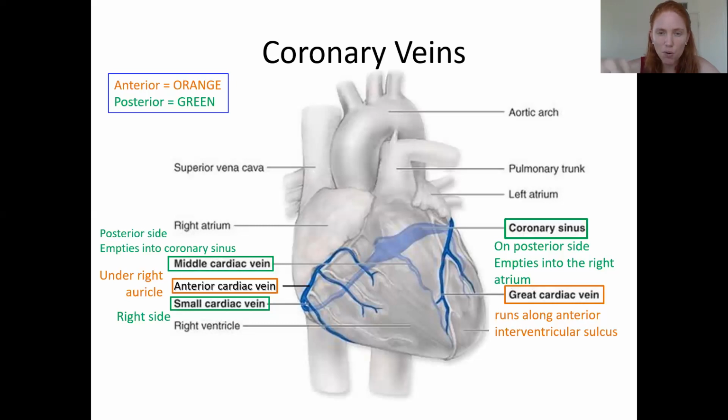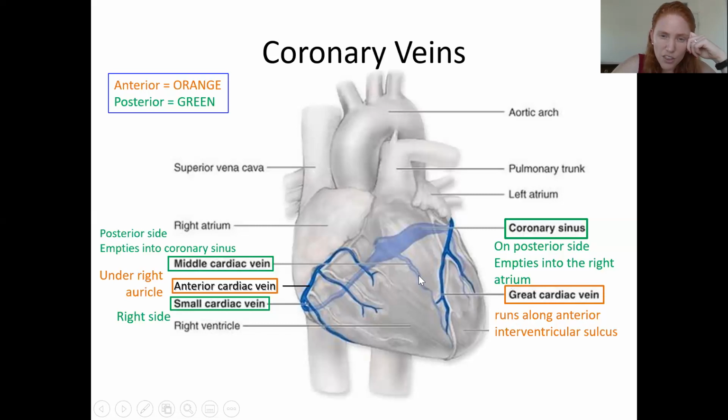Okay, so let's talk about ones that drain into it. If you're looking on the left side, running also in that interventricular sulcus, so running right next to the anterior interventricular artery, is going to be the great cardiac vein. The great cardiac vein is going to run right down the middle of the front of the heart. And then again, that drains into the coronary sinus. So the great means big. So you have the great cardiac vein.